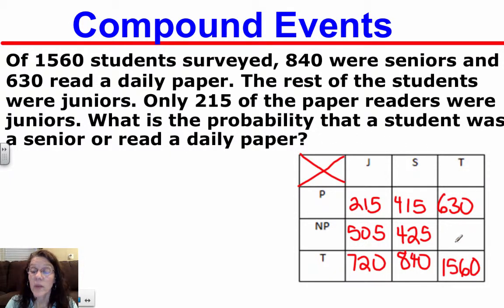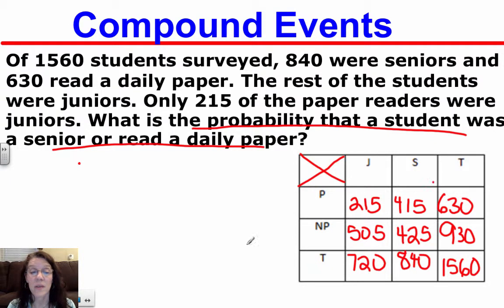And so then this number can be found by doing either way. We can take 1560 minus 630, that's 930. Or we could say 505 plus 425, that's also 930. Now that we've got the chart filled in, we want to know what is the probability that a student was a senior or read a daily paper.